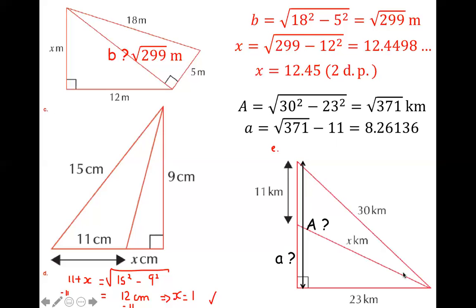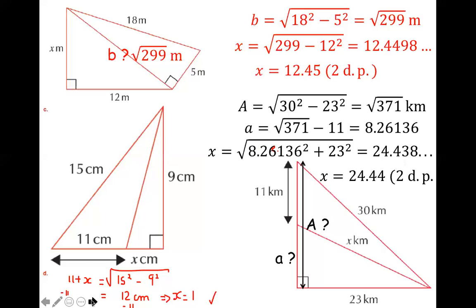And to find x, it's just square root of 8.26136 square plus 23 square. And square root of that is 24.438. To 2 decimal places, 24.44.